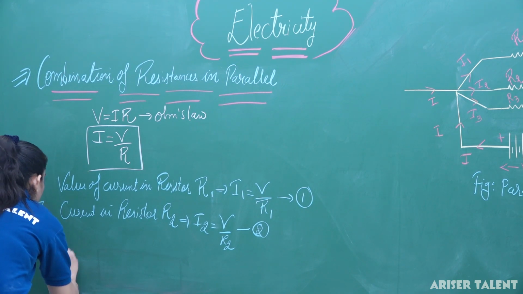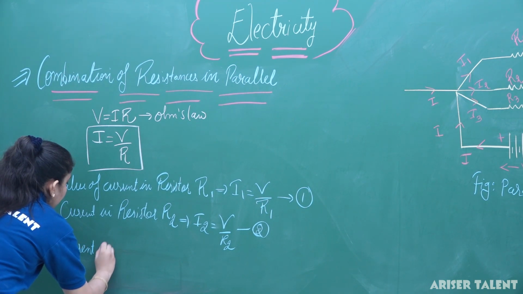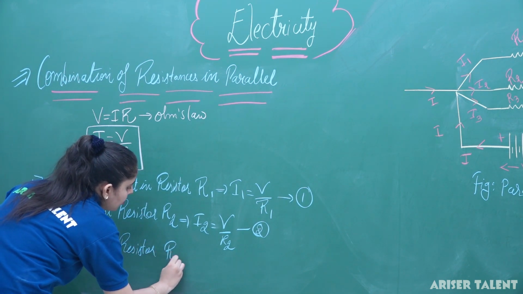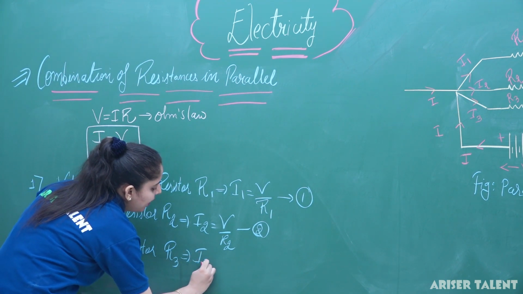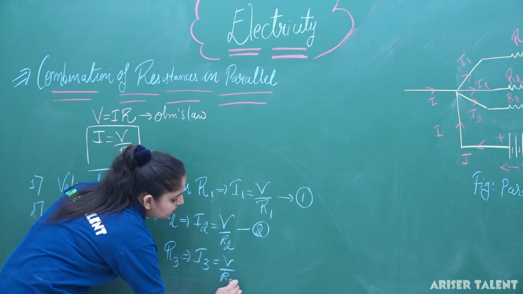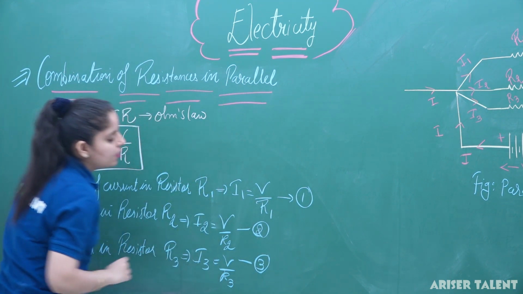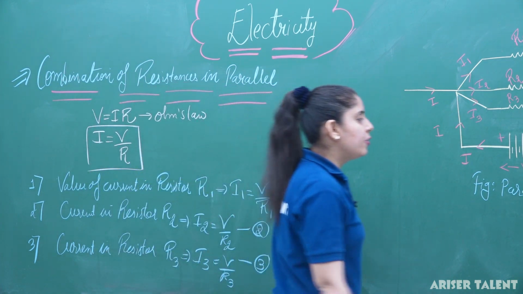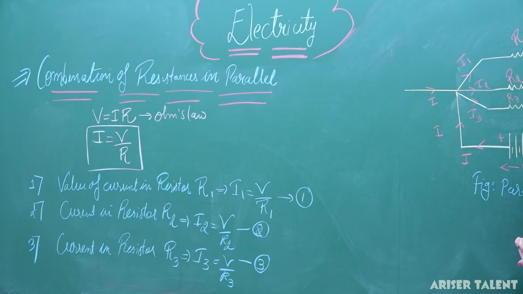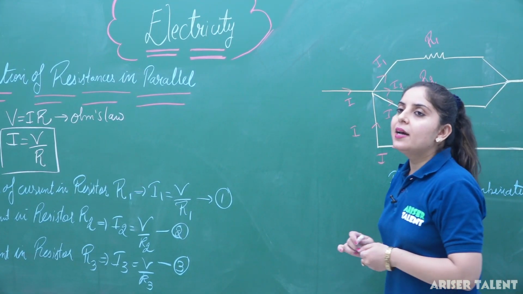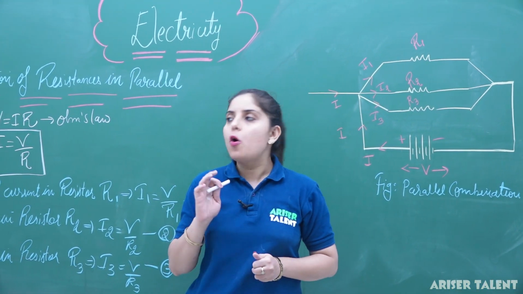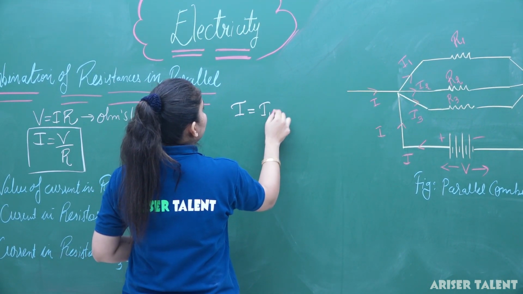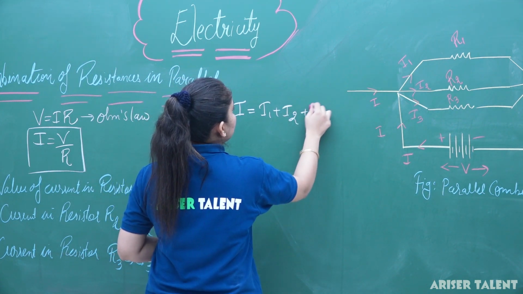Now, we are calculating current in resistor 3. It came out to be I3 equal to V upon R3. So, this is our equation number 3. So, these three equations we are getting for the value of I1, I2 and I3. Now, the law of parallel combination states that the total current in the circuit will be the sum of all the three currents. So, I can write here the total current I will be equal to I1 plus I2 plus I3.